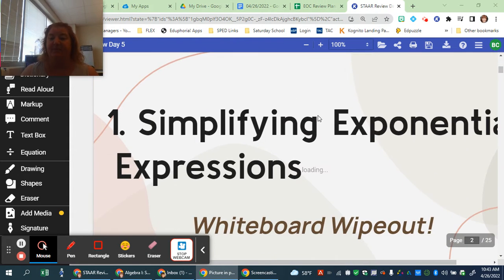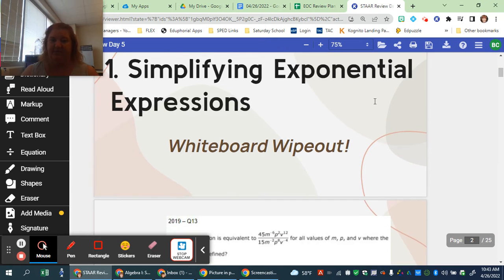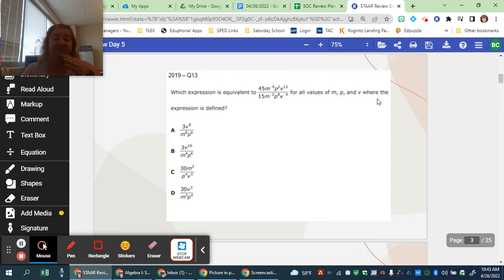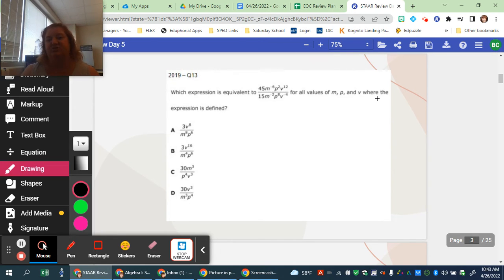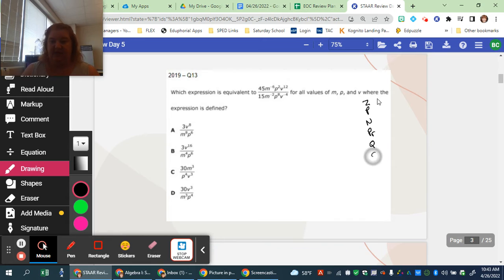Simplifying exponents. Let's see if we can make this a little bit smaller. How about that? There we go. Okay. We need to simplify this expression. Do you remember when I taught you zebras pound nails while practicing quick calculations? So, are there any zeros?